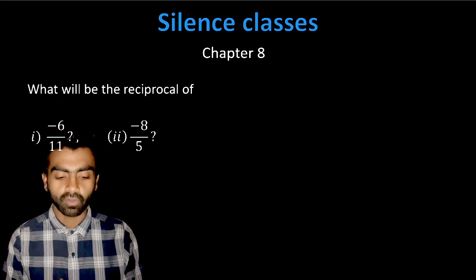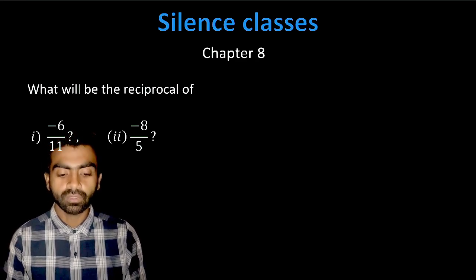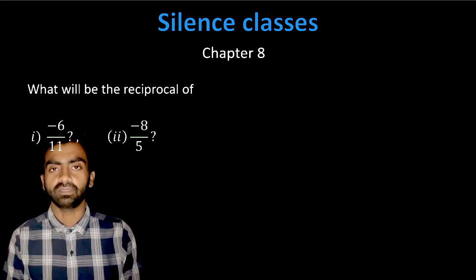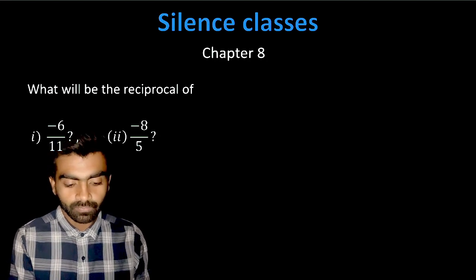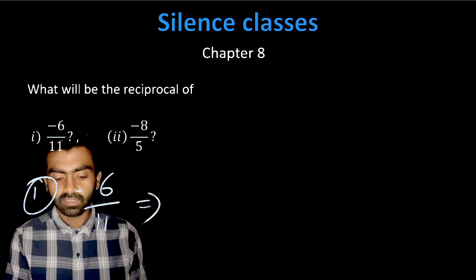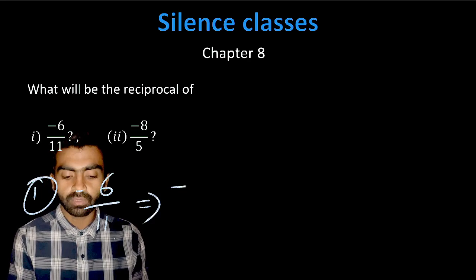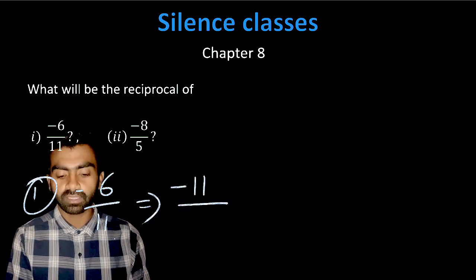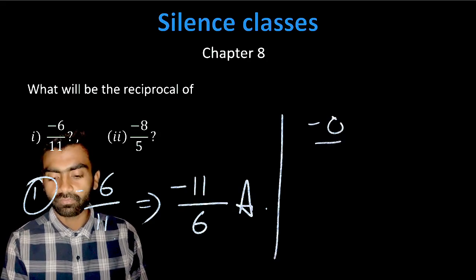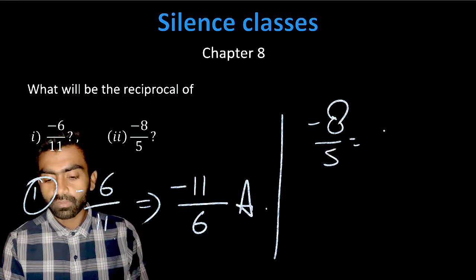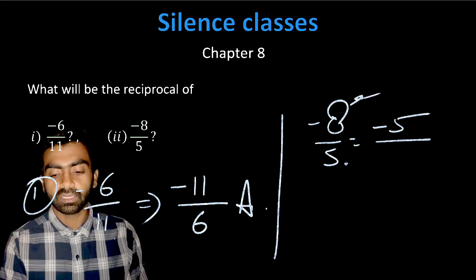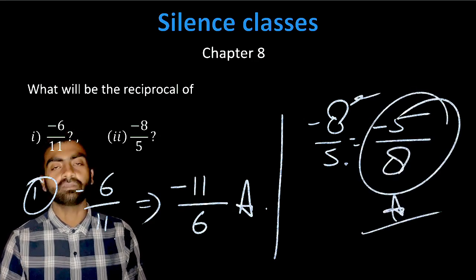What will be the reciprocal of? Reciprocal means we have to change the denominator to numerator and the numerator to denominator. First, minus 6 upon 11. Reciprocal means minus, now the denominator will become the numerator, 11, and the numerator will become the denominator, 6, so minus 11 upon 6 is the answer. Minus 8 upon 5 is given to us. Minus sign will be there, the denominator will become the numerator and the numerator will become the denominator, and minus 5 upon 8 is the answer.